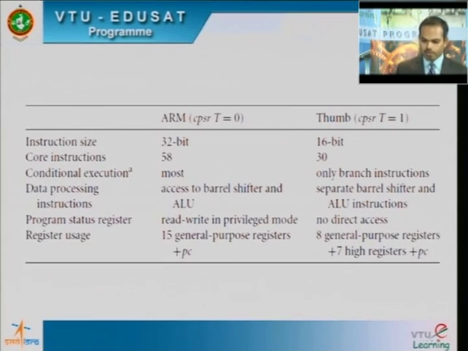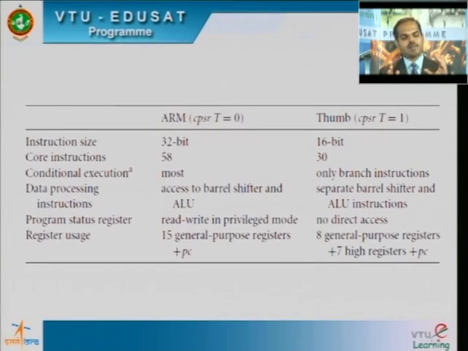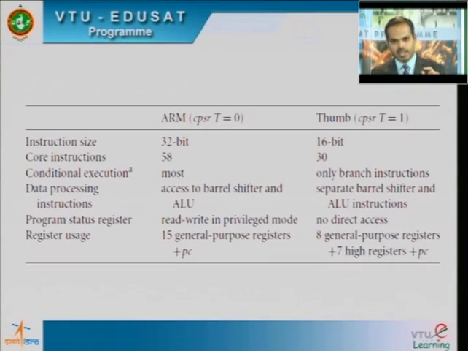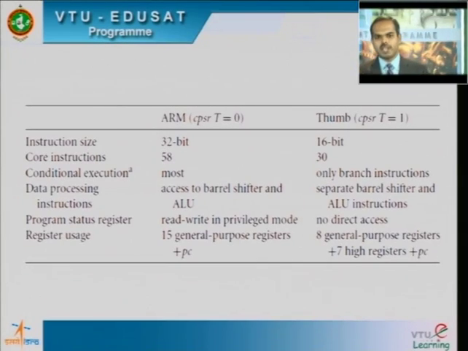So what this slide gives as information is that ARM processors will work in two different states, ARM state and thumb state. ARM state is a 32-bit state and has 58 instructions. Most of these instructions are conditionally executed, and we can combine the barrel shifter operation with an ALU operation in a single instruction. We also have a read write privilege to the CPSR, and there are 15 general purpose registers with PC.